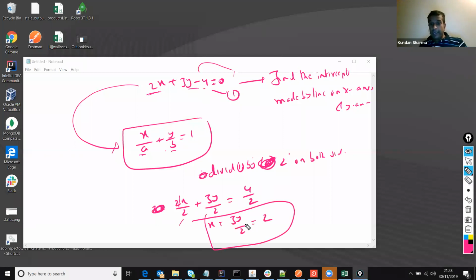Now, can you say that the coefficient of x is 1 by a? So the denominator of nothing. We can say that the value of a is 1. But what is the coefficient of y? It has to be 1 by b. So what is the coefficient of y here? Apur, what is the coefficient of y here?